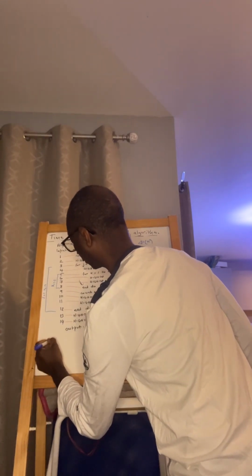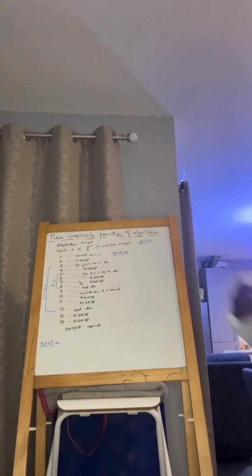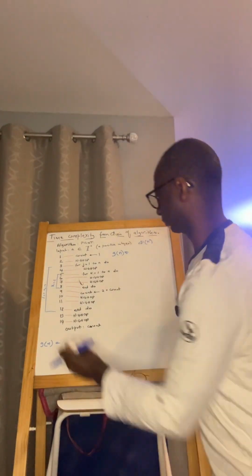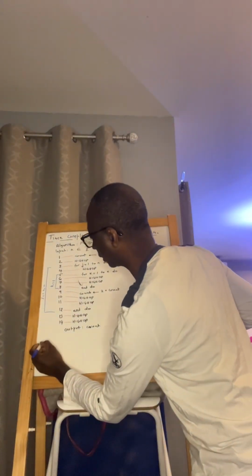So now let's find the exact function for this pseudocode. So let's see what is happening. Let's number our lines.